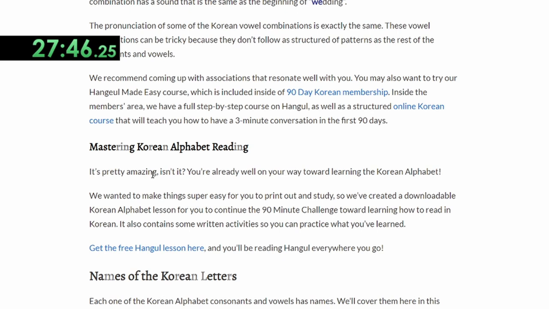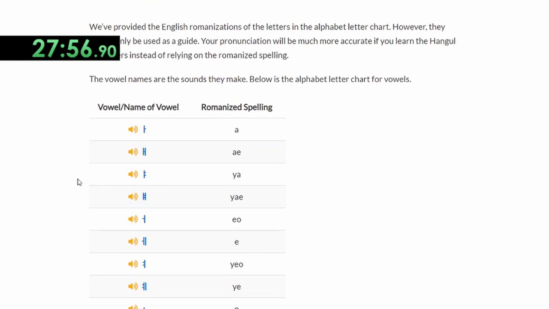It's pretty amazing, isn't it? You're already well on your way towards learning the Korean alphabet. We just wanted to make things super easy for you to print out and study, so we created a downloadable lesson. Okay, so this is all the stuff that we just learned about consonants.